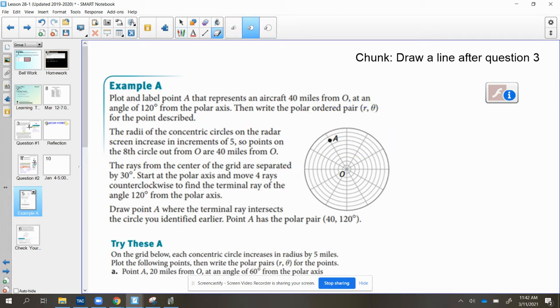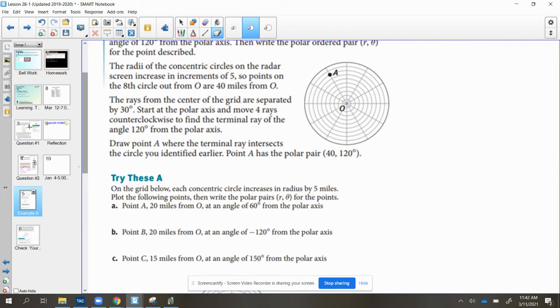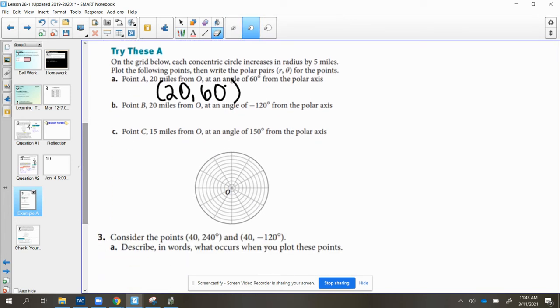So what they want us to do at the top of page 379 is graph these other points and write them as a polar pair. If we want 20, 60, we'd be at 20, 60. So 60 degrees and then 5, 10, 15, 20 out. And then you would label this point A. Oops, this is supposed to be on this picture here. So here's point A.